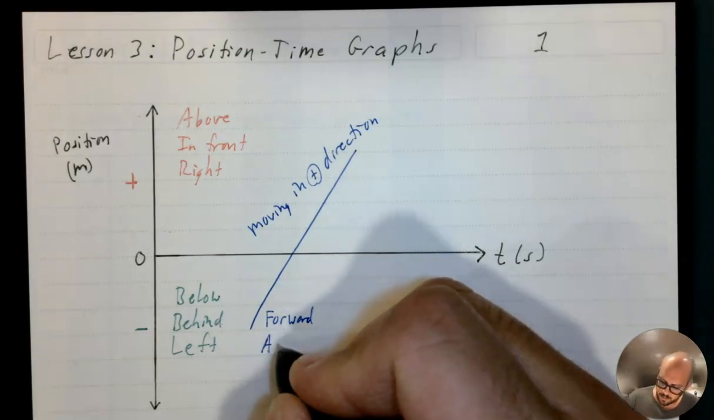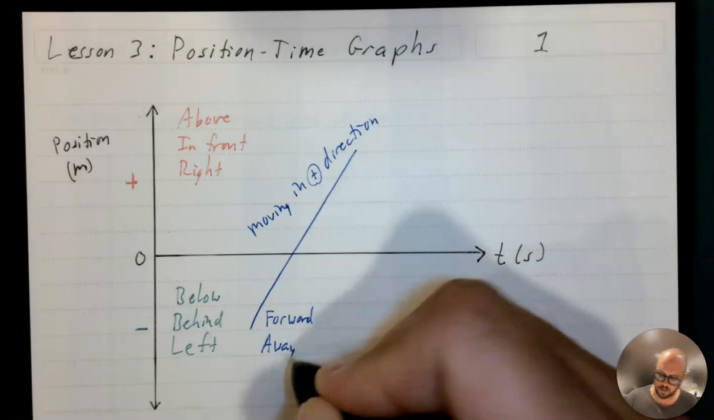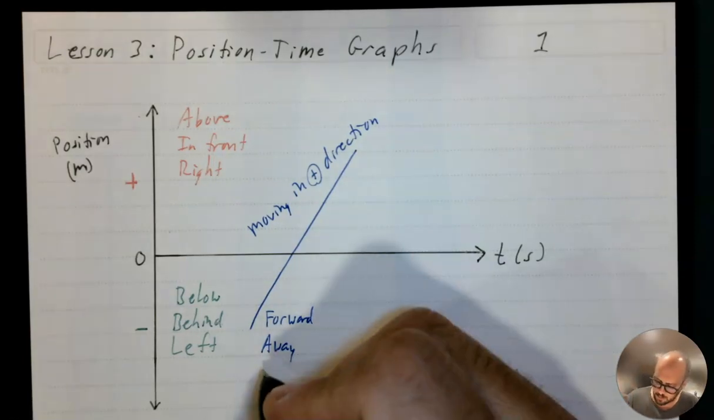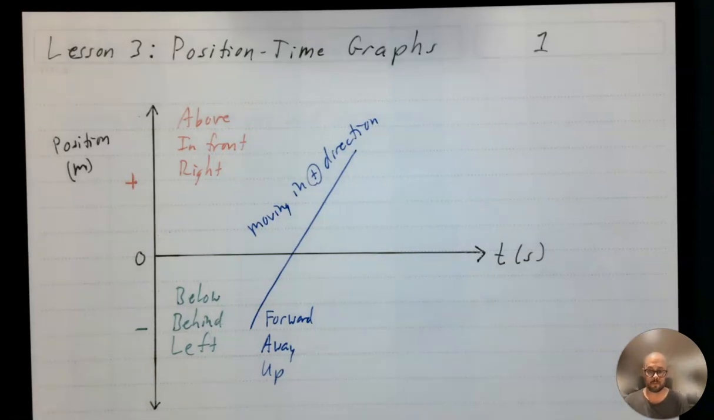We're going to actually use motion detectors a lot in class. And moving away from the motion detector is going to give you a more positive position, moving in the positive direction. And you can also say moving up, if something is moving vertically.